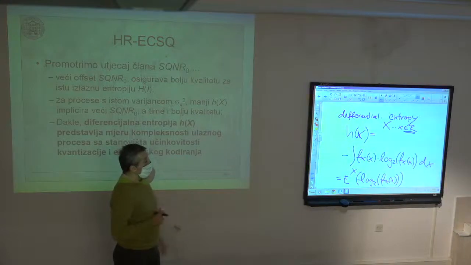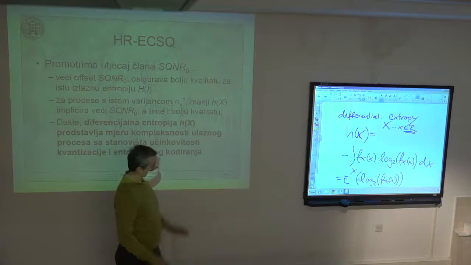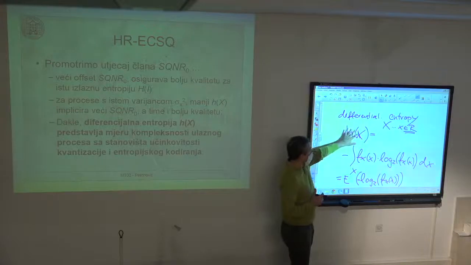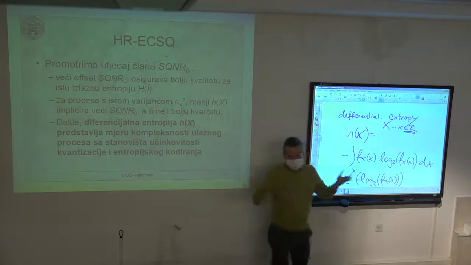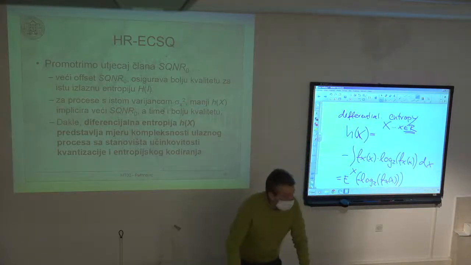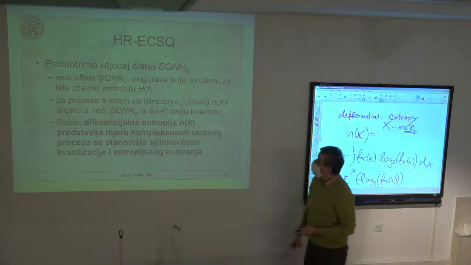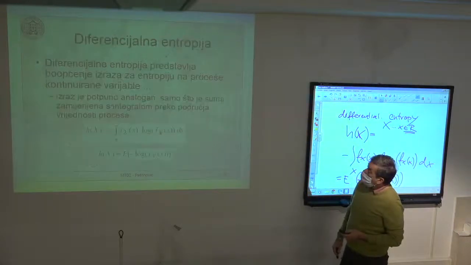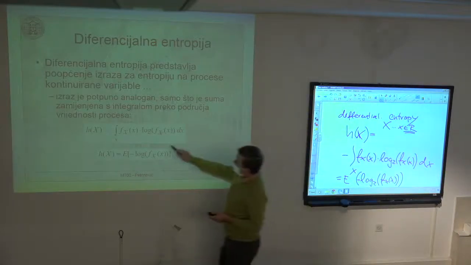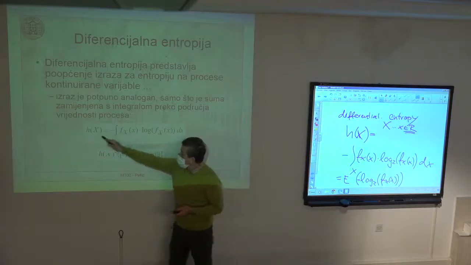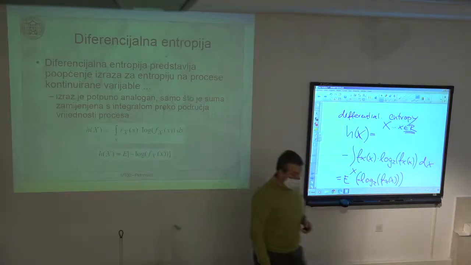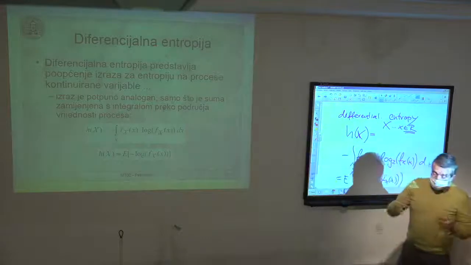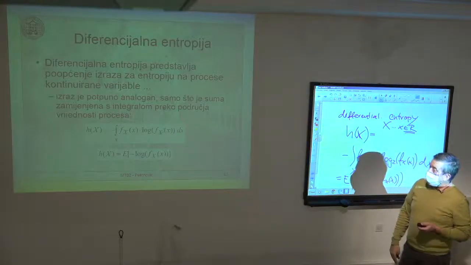If I have a given number of bits or entropy to quantize this process, then for the same entropy, the process that has higher differential entropy would have a larger error, so lower SQNR. That is the basic interpretation of this value. Okay, and now that we have introduced this differential entropy, h of x, we can express the relationship between the rate and the quality.